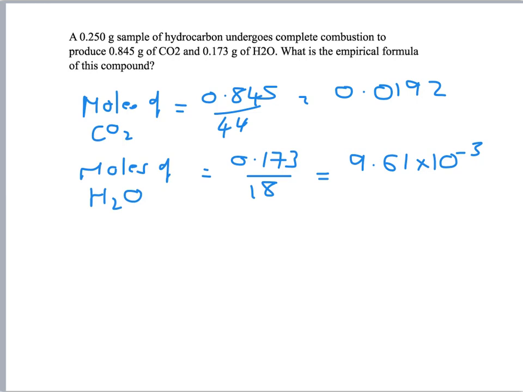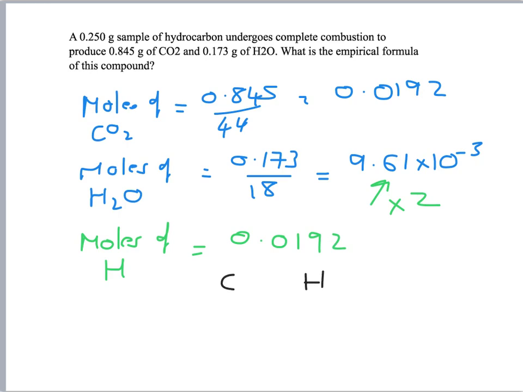Now you remember from the previous one, I need to multiply this by 2 to get the moles of hydrogen atoms. So moles of H is going to equal 0.0192. Then you just put your straightforward carbon to hydrogen ratio. I've got 0.0192 for carbon, or 0.0192 for hydrogen. So the empirical formula is CH.